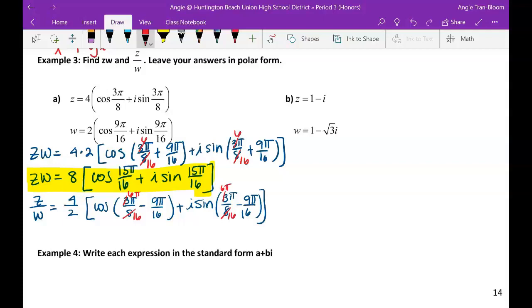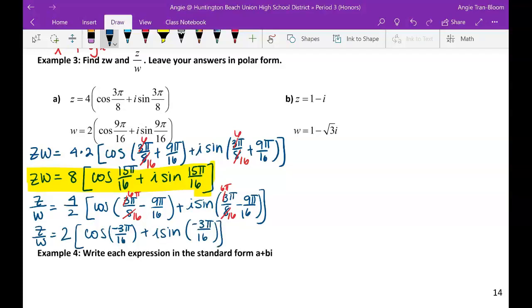So here we go. When we divide z over w, the final answer has 2 in the front. So now your radius is 2. 6 pi minus 9 pi over 16 is now cosine of negative 3 pi over 16. We will talk about that in just a second. Plus i sine of what you get on the first angle, you're going to get on the second angle. Okay, so here's the negative angle.